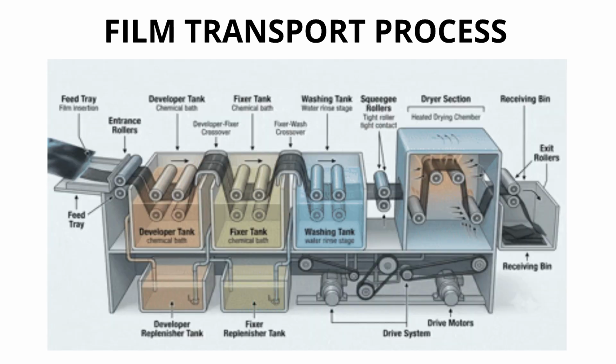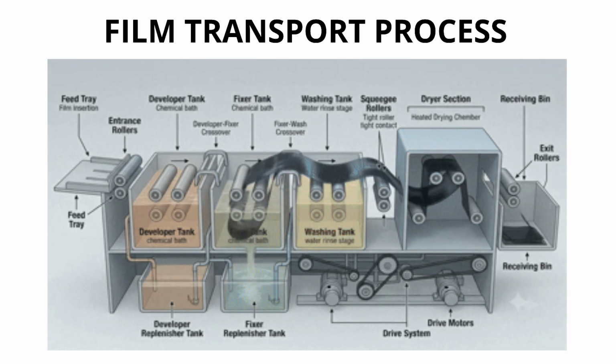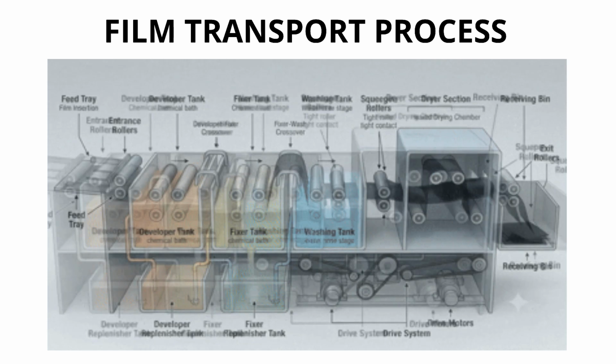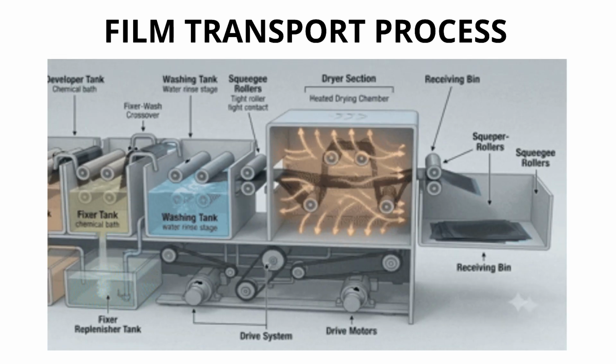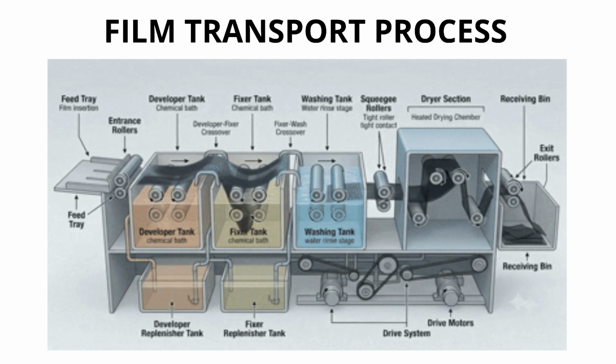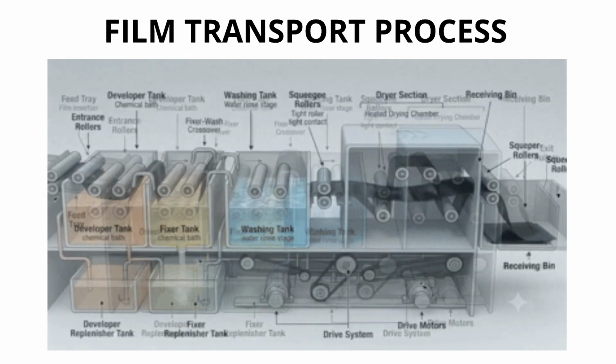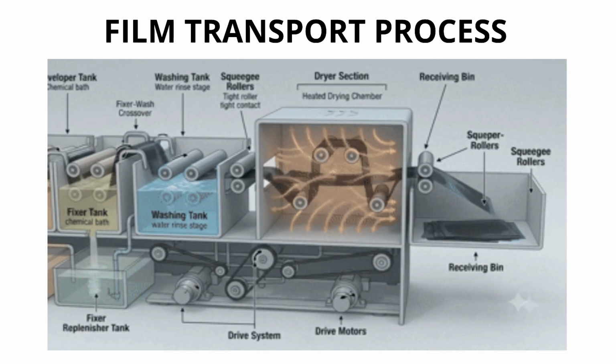Different rollers serve different purposes. Rubber rollers provide extra grip where the film changes direction, while squeegee rollers remove excess solution between tanks to reduce chemical carryover. The remaining PVC rollers guide the film smoothly through each stage, ensuring consistent, high-quality image processing every time.